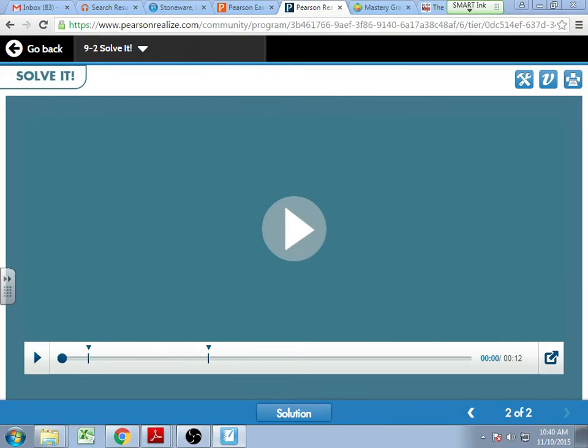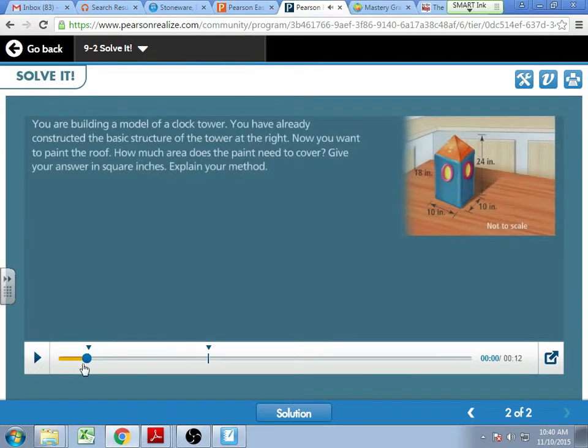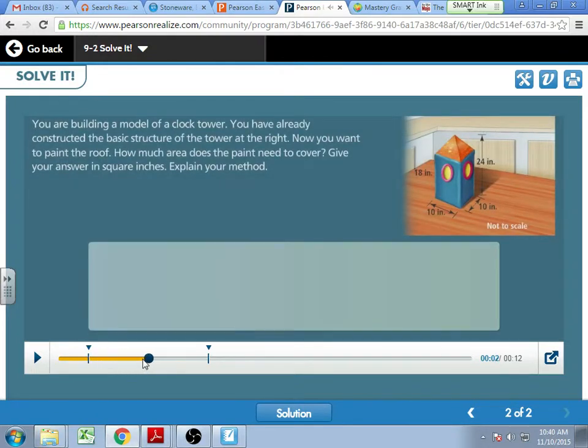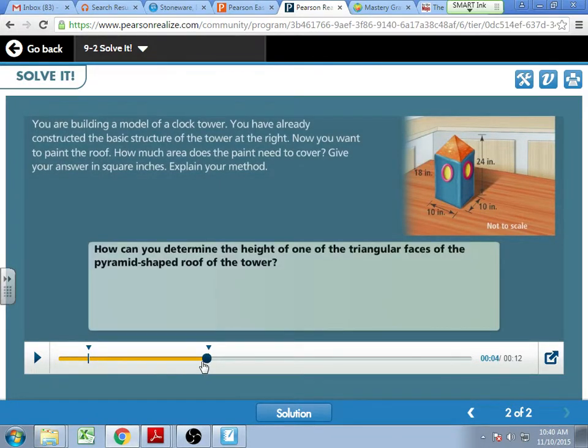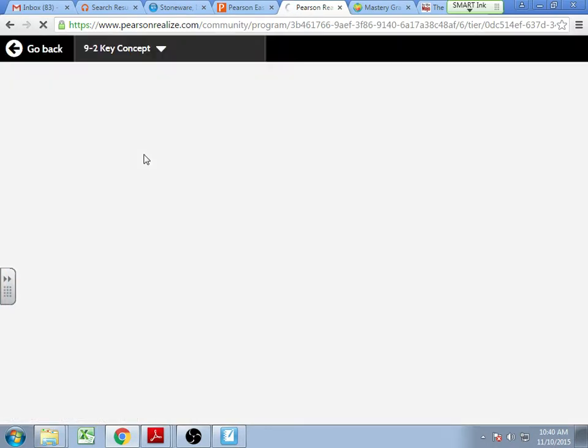So today we're in 9-2. We are going to find surface area of prisms, pyramids, cones, cylinders, all that good jazz. So I'm actually going to skip the solve it. We don't really need to talk about that.